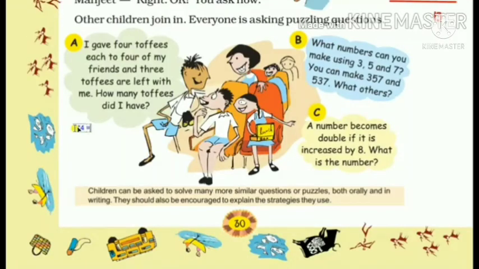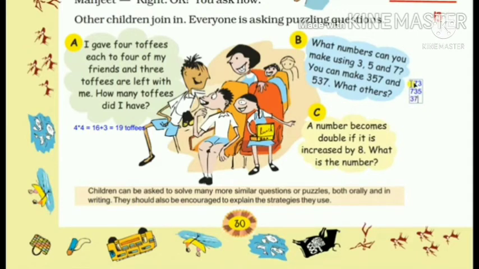Now it is asking puzzle questions. The first question is, I gave 4 toffees each to 4 of my friends and 3 toffees are left with me. How many toffees did I have? So here each student has to be given 4 toffees. So how many friends are there? 4. So 4 into 4, 16. So how many toffees are left? That is 3. So 16 plus 3, that is 19. So total how many toffees are there? 19 toffees are there.